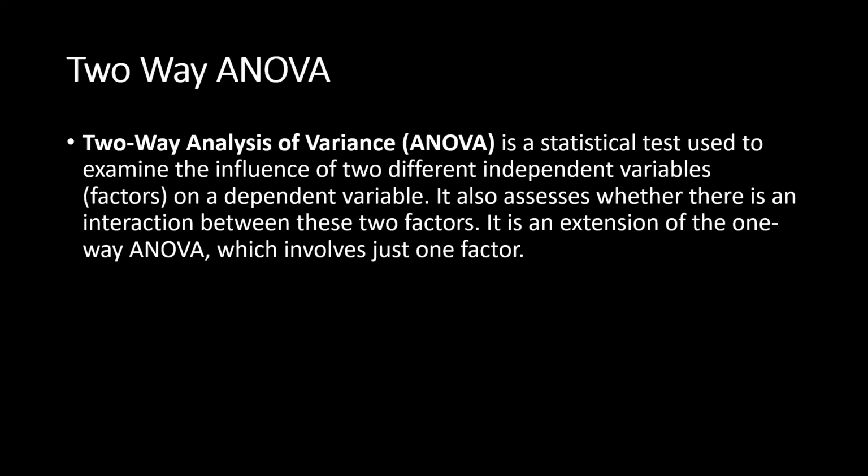A two-way analysis of variance is a statistical test utilized to examine the influence of two different independent variables on a dependent variable. It also assesses whether there is an interaction between these two factors. It is an extension of the one-way ANOVA, which involves just one factor.